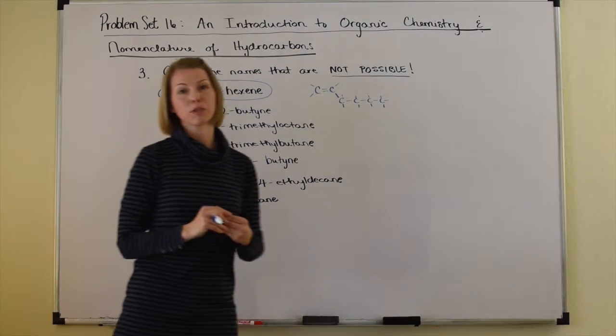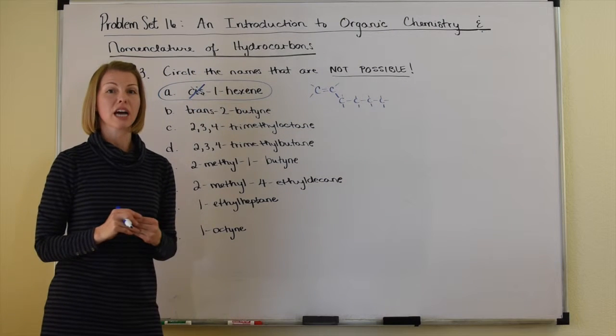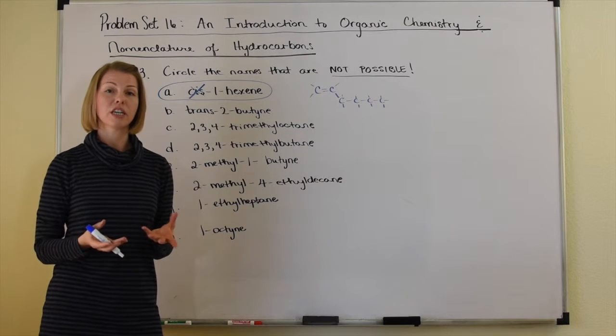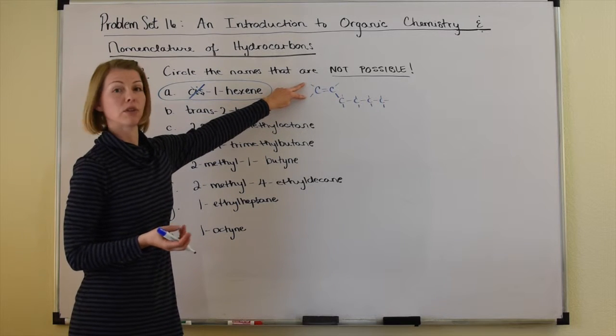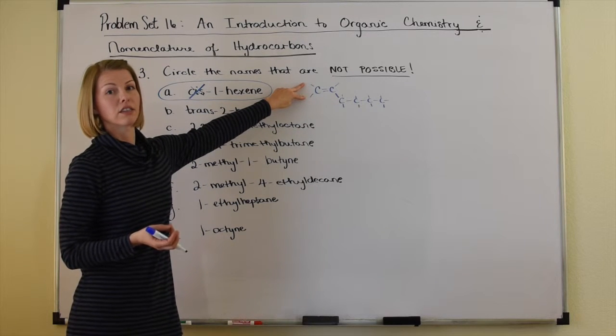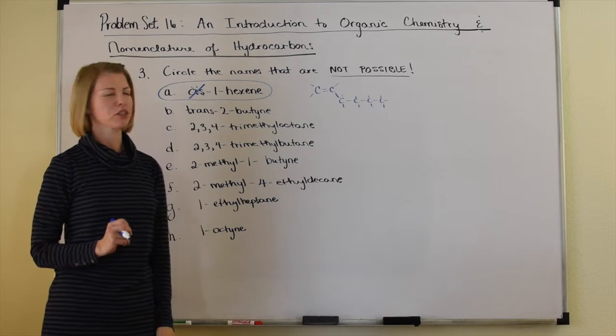Cis-1-hexene is not a possible name by IUPAC nomenclature because the double bond at the 1 position means that you would have the same 2 substituents here, both hydrogen, and so therefore you would have no cis-trans isomers.